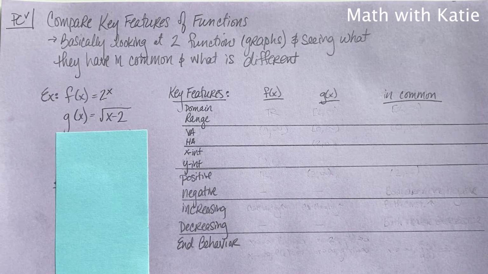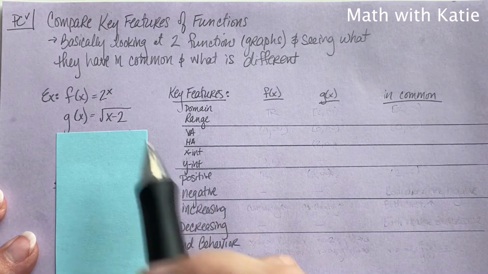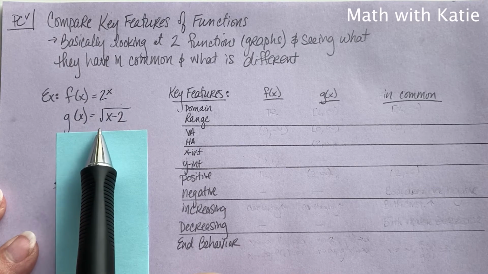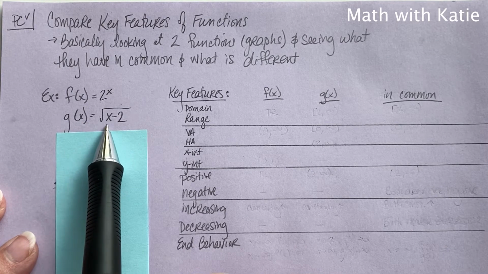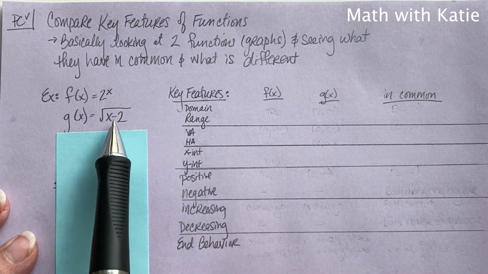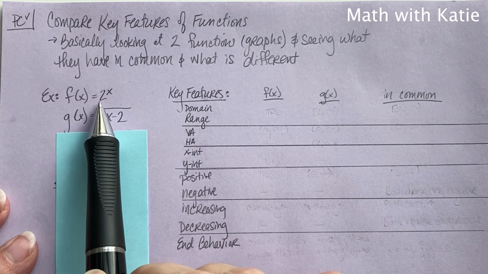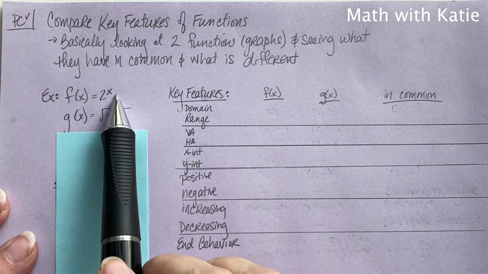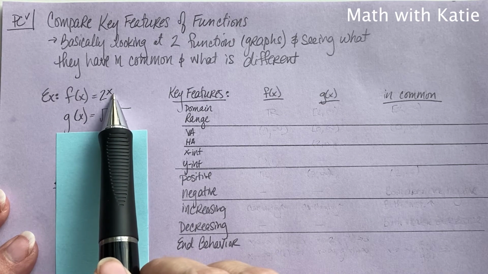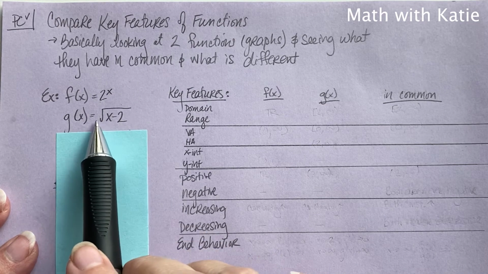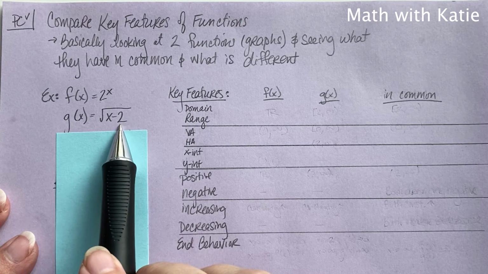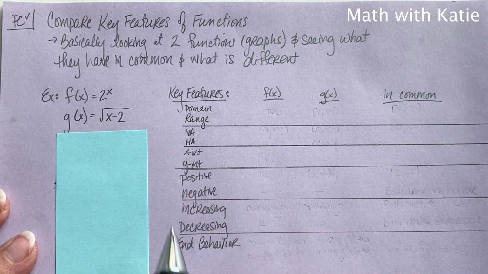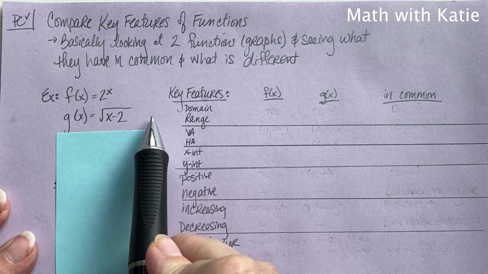All right, so the first example we have is our first function is 2 to the power of x. And our second function is the square root of x minus 2. So this one is our basic parent function of 2 to the power of x. There's no up or down movement. There's no right or left movement. So this one, our square root function, has been moved 2 to the right, because remember, if it's with the x, it's opposite of what you see, but it hasn't been moved up or down.